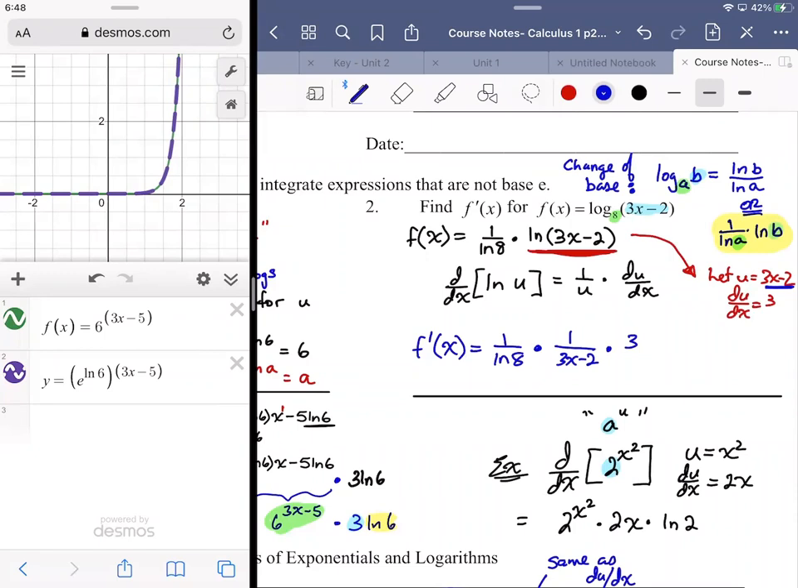If you want to clean it up a little bit more, you can. So we could say 3 over ln 8, just grouping our constant multipliers together, times 1 over 3x minus 2.